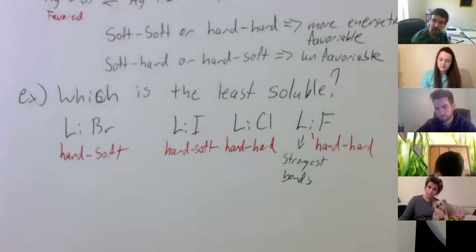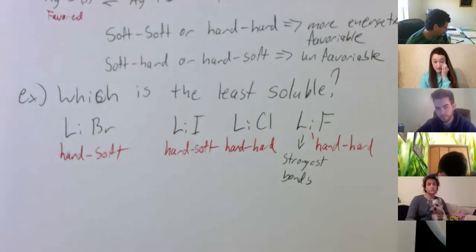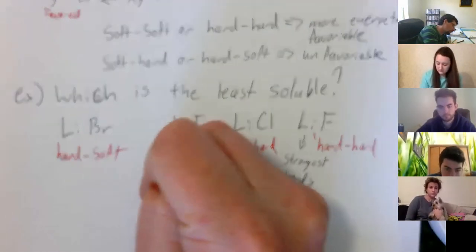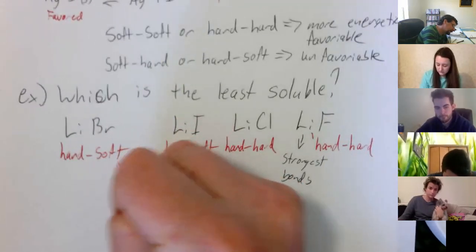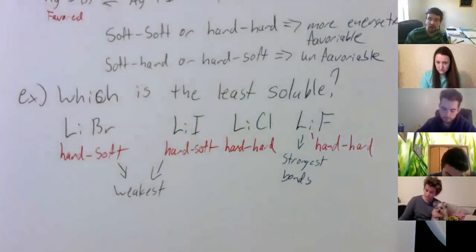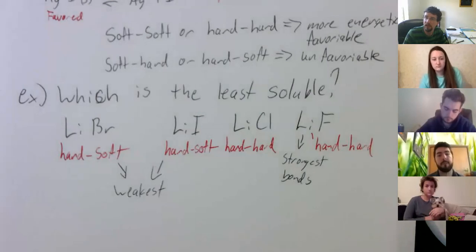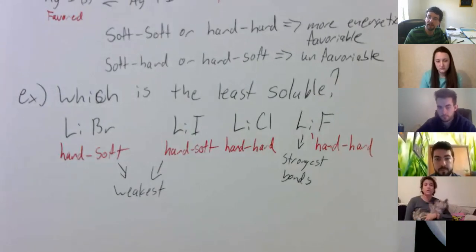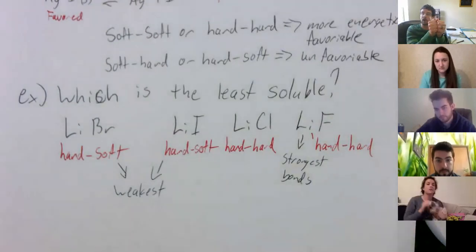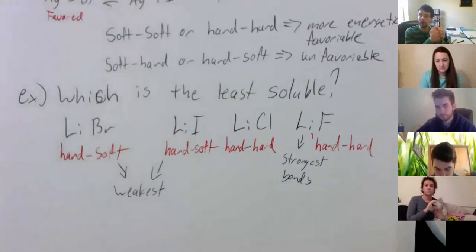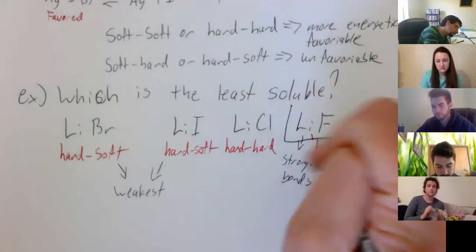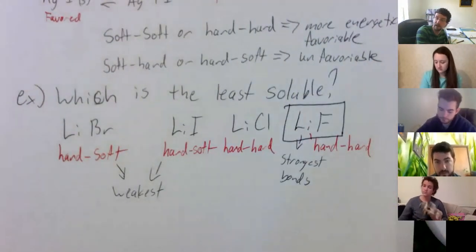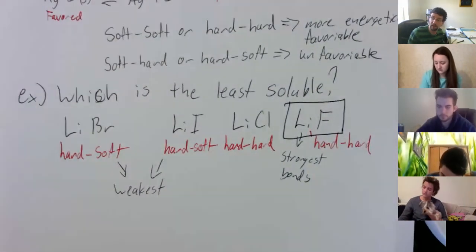Which one has the weakest bonds? LiI. Yeah. These both have pretty weak bonds. Okay, so now we have to consider solubility. And remember, solubility is the ability to dissociate in solution. So which of these has the lowest ability to dissociate in solution? LiF. Yep, the bonds are the strongest. They want to stick together. They don't want to break apart, right? So this guy is our answer. It's the least soluble. Does that make sense to everybody?